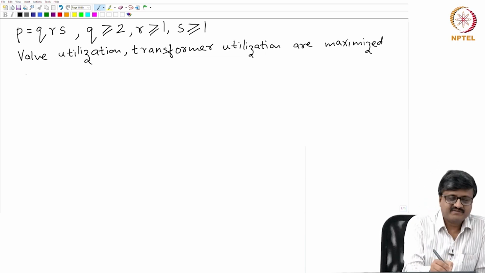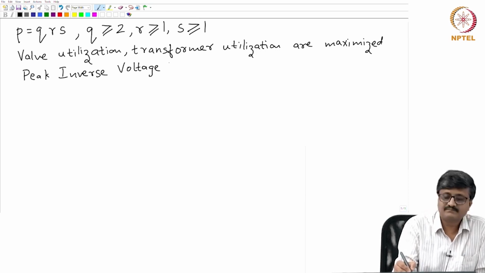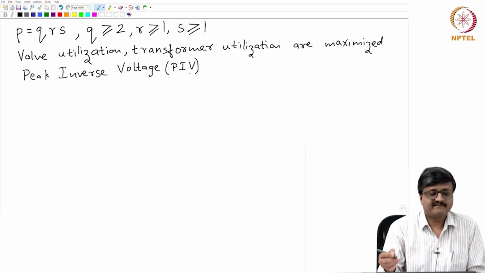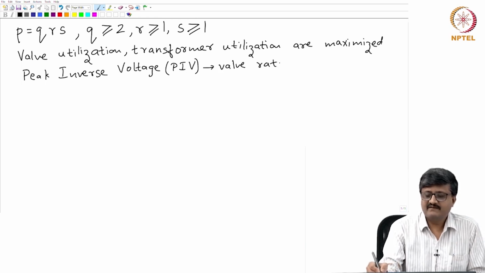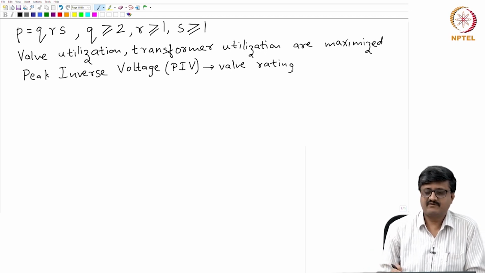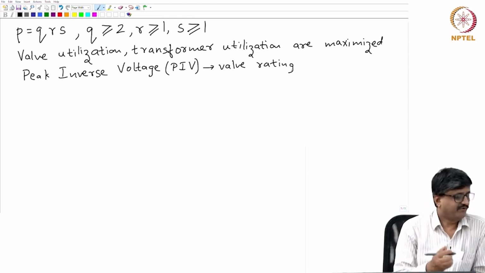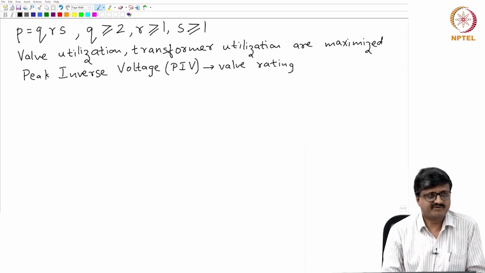We need some definitions. One of the definitions that we use is peak inverse voltage, PIV. This is actually a valve rating. A valve will have many ratings. When I say rating, rating is something which is always giving the maximum possible value. If I want to know what is the peak inverse voltage, I have to consider different values of Q. That is what we were doing in the last class.